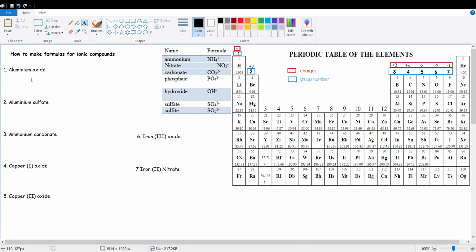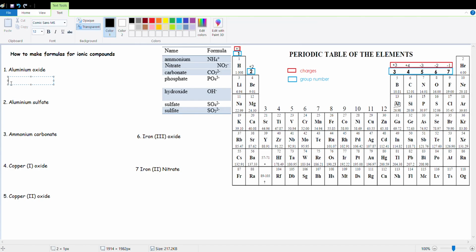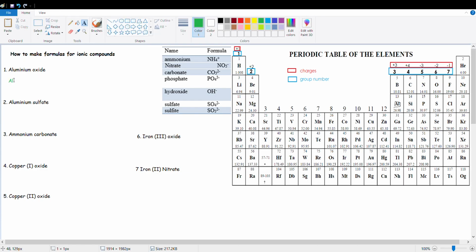Number one, we just go for aluminium oxide. As I mentioned, aluminium here is in group number 3. This is aluminium, and you can see it's group number 3, so the charge is +3. So what I would do, I write aluminium here, Al, and because I know it's group number 3, I write 3 here. I'm not writing any charge here, but just writing the numbers. It's easy for you to understand.